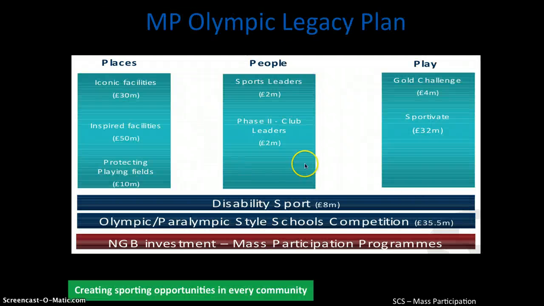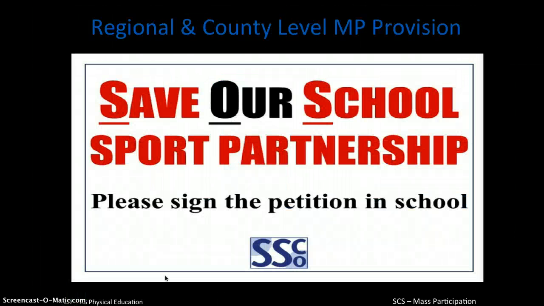Here's another element of that. So this is just a different sort of visual of it. Places People Play: the same things we're talking about, facilities, leaders involvement and performance involvement. And again, money going to disability sport and competitions, and money going via our national governing bodies, all aiming to create sporting opportunities in every community. So mass participation is very much about community activity. Very briefly then, looking at a regional and county level, we've got school sports coordinators and the school sport partnership.